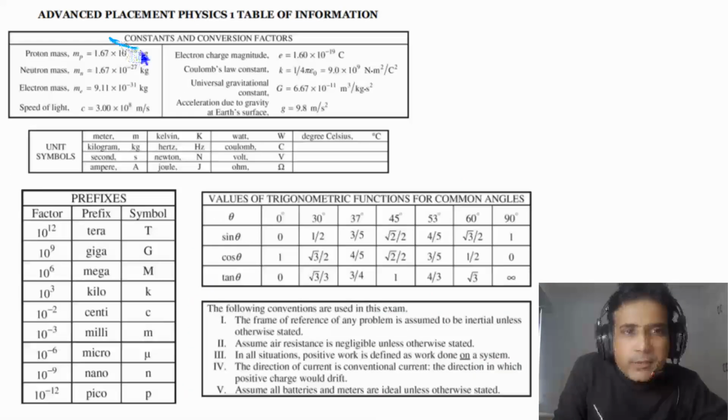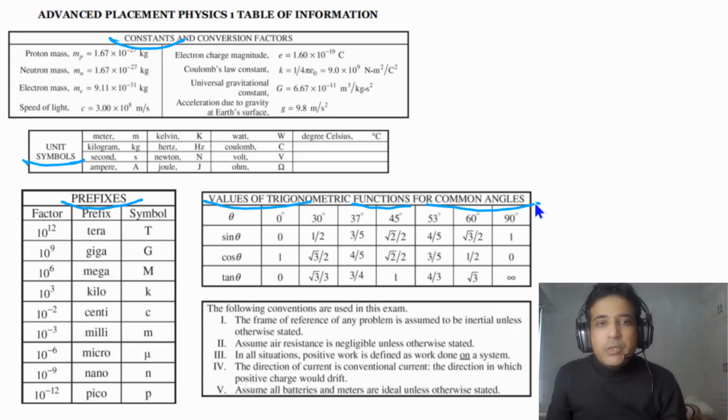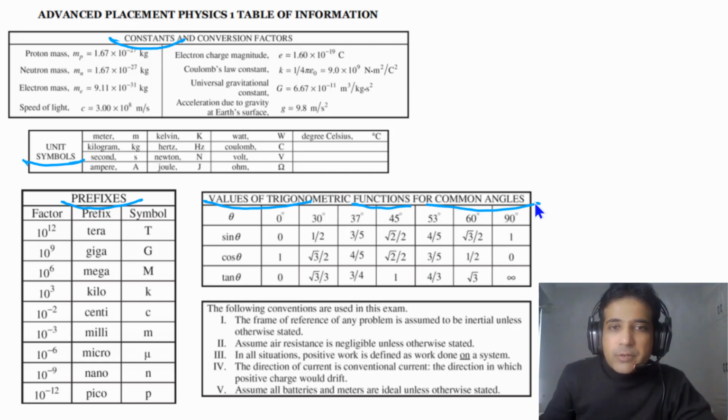On the next page of your exam paper, you can also find values of some constants and also some units. The symbols are given to you, prefixes are given to you, and values of trigonometric functions for some common angles are also given to you. So if you need the value of any constant, or any unit, or the value of any trigonometric function, you can come to this page and find those values.